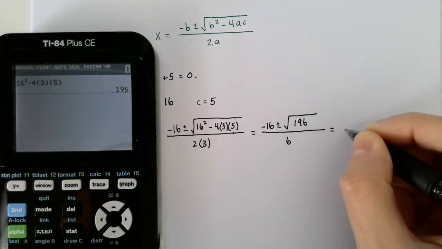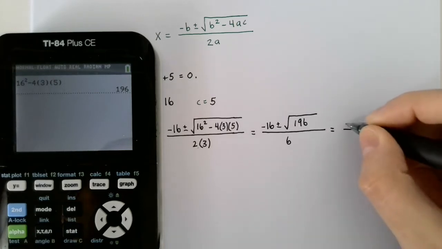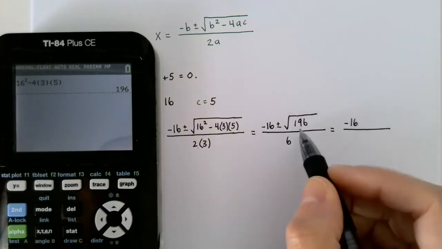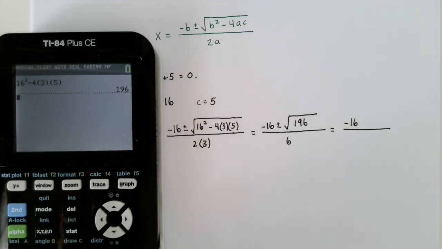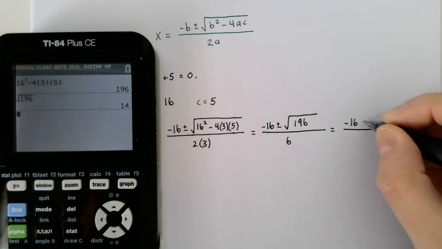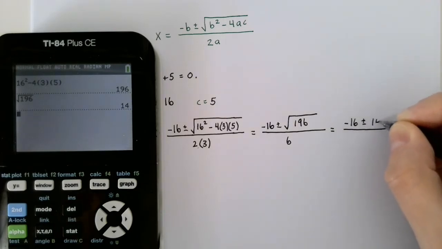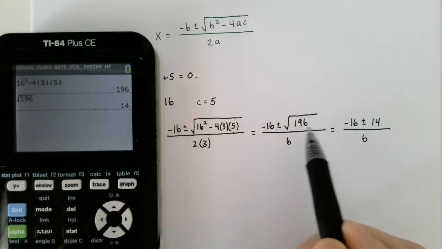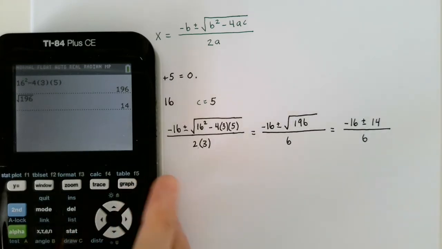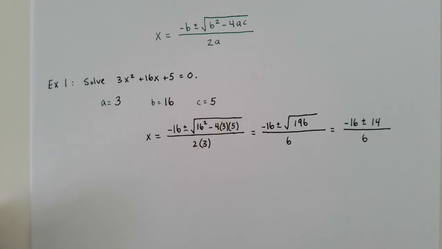All right, well, let's keep simplifying. Let's check and see if we can reduce this anymore. We're either going to have to simplify it, or maybe it works out perfectly. So I'm going to do the square root of 196 and first check and see if it works out perfectly. In this case, it does. So I have plus or minus 14/6. If this didn't work out perfectly, you would have to just simplify. You guys already know how to simplify radicals, all right?